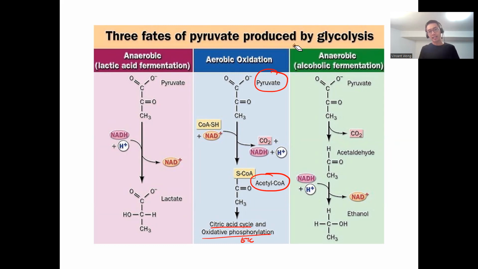For yeast and other microorganisms, they don't have mitochondria. They don't need to. They are very small. They don't need as many ATP as we do. So they will permanently be using alcoholic fermentation.